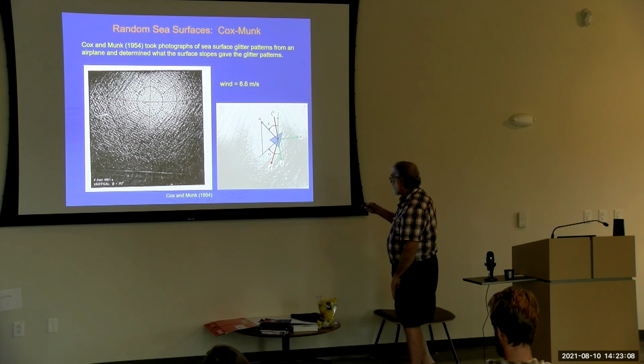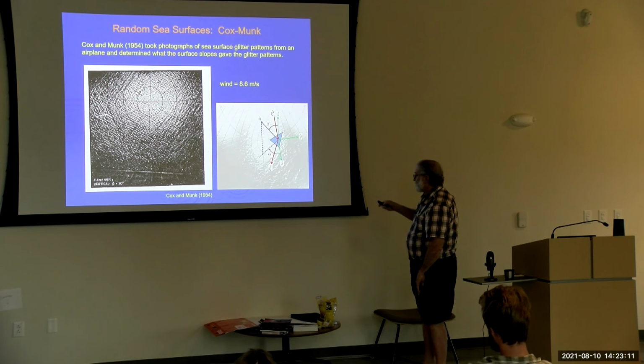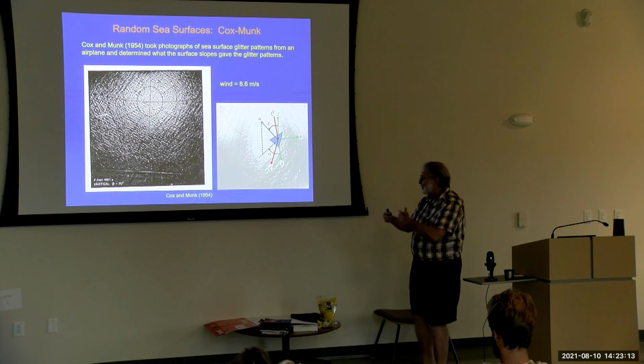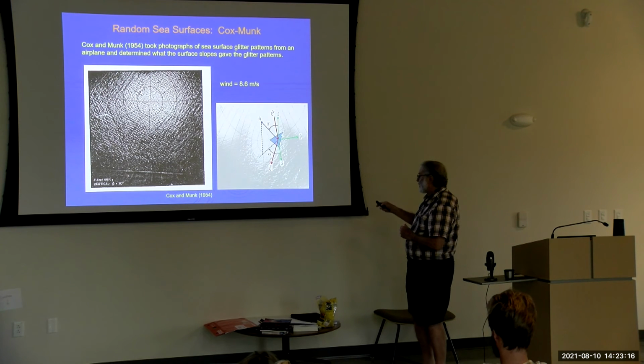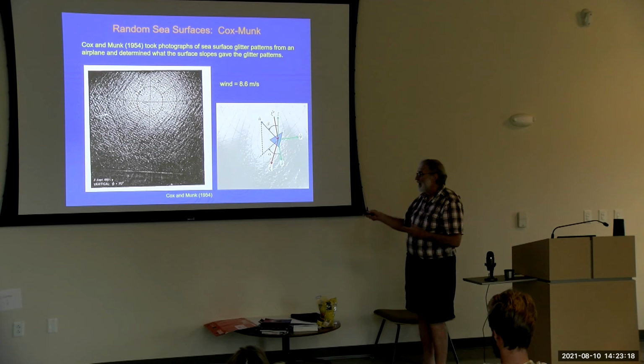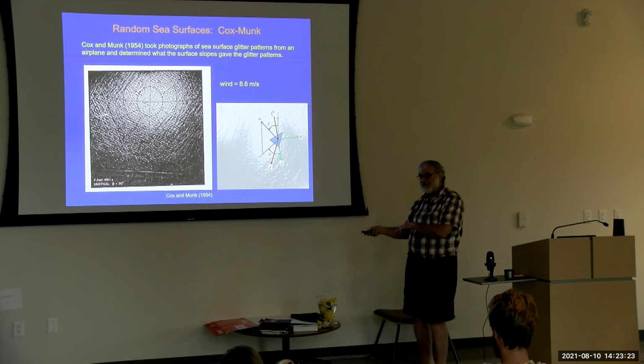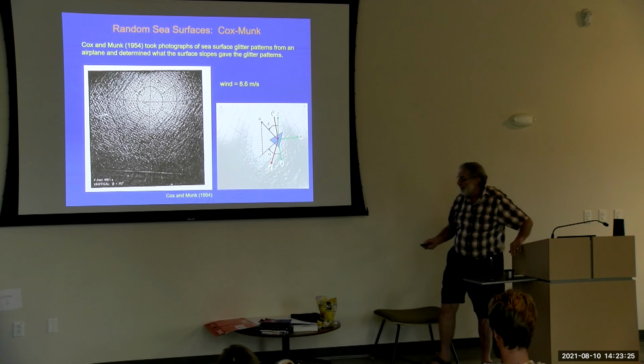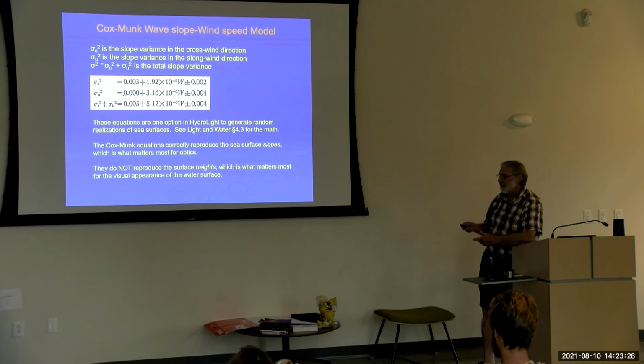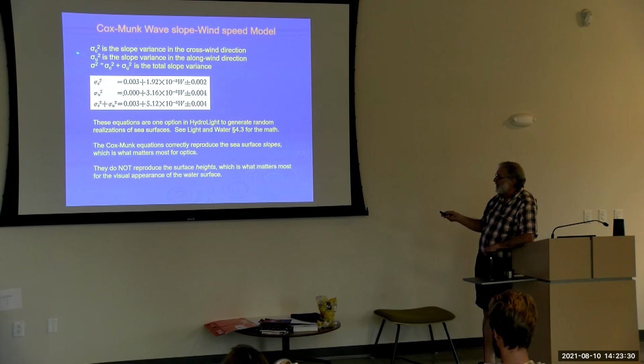And so you read their papers, they've got these coordinate systems and they work backwards and figure out what are the slope statistics of the sea surface that would generate this particular glitter pattern. And then you do that as a function of wind speed. And then it eventually boils down to some very simple equations, which says, I'm going to talk about the slope variance in the crosswind direction, sigma sub c, and the slope variance in the along wind direction of sigma u. And then there's a total variance, which is the sum of those.